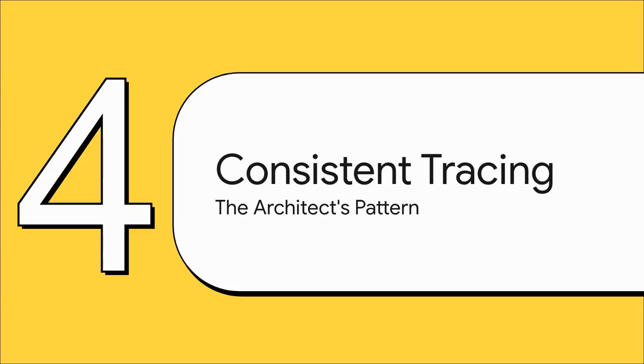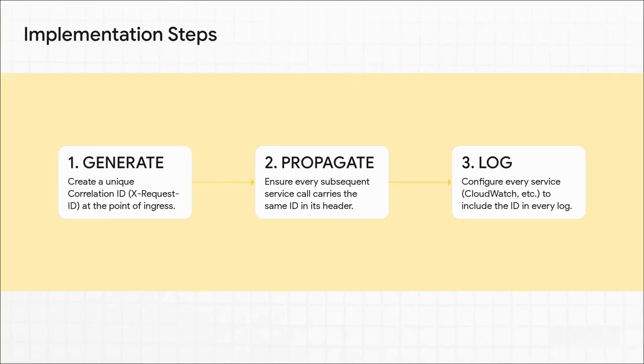Okay. Sounds great in theory, right? But how do we actually do this? What's the practical pattern here? Well, let's walk through the architect's playbook for getting this done. It really comes down to 3 simple but critical steps. Step 1, generate. The second a request hits the edge of your system, think your load balancer or API gateway, bam, you create a unique ID.